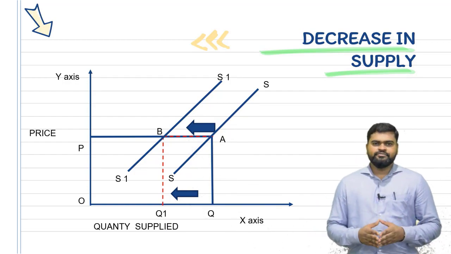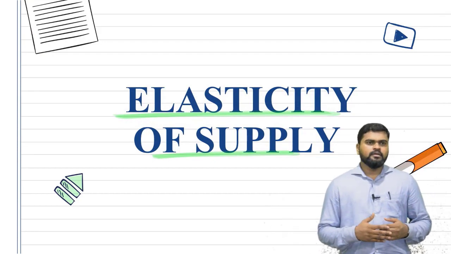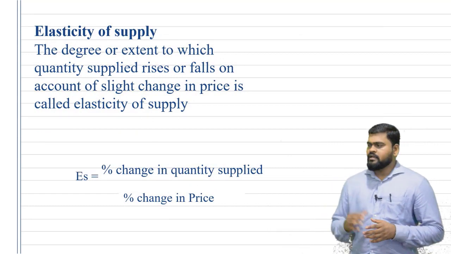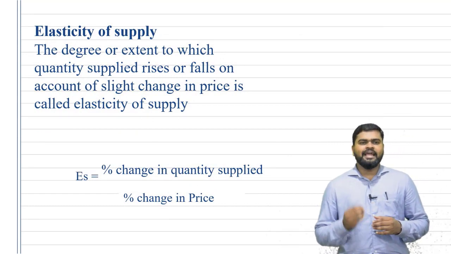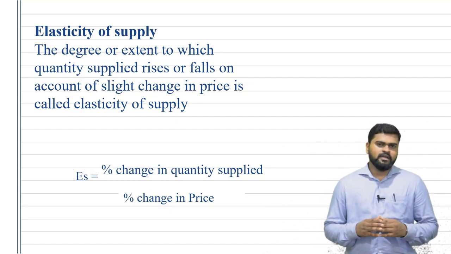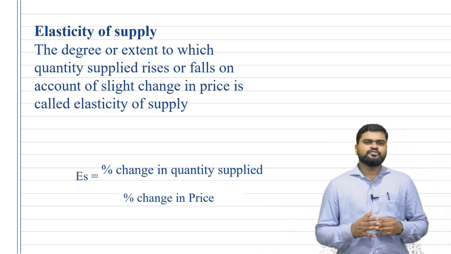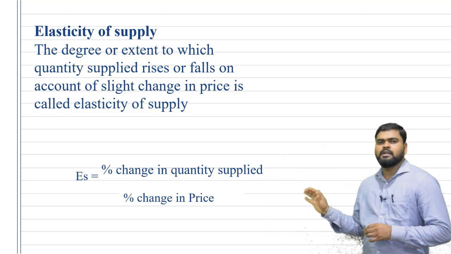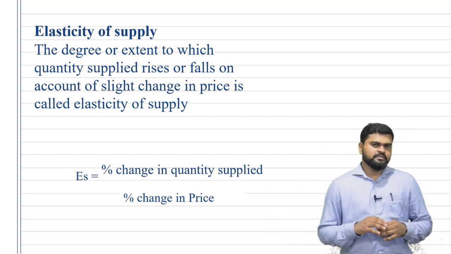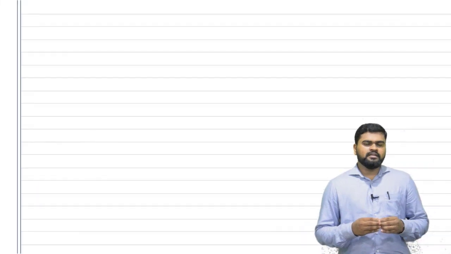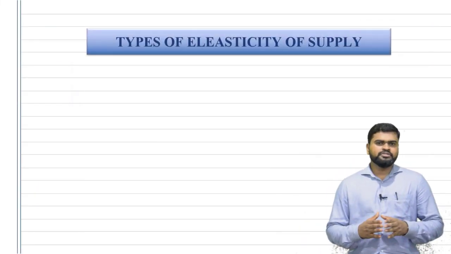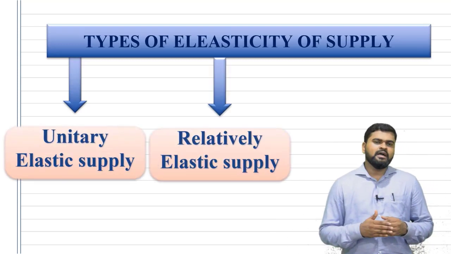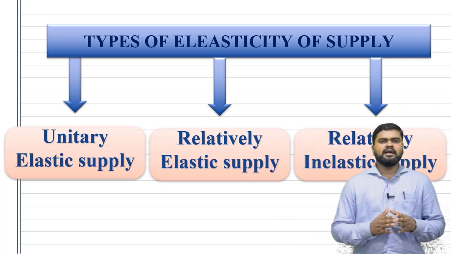Next we will move on to elasticity of supply. The meaning of elasticity of supply is the degree or extent to which quantity supply rises or falls on account of slight change in price. If you look at the formula, ES stands for elasticity of supply. Elasticity of supply is equal to percentage change in quantity supply upon percentage change in price. There are three types of elasticity of supply that we are going to see. The first one is unitary elastic supply, next is relatively elastic supply, and the next is relatively inelastic supply.